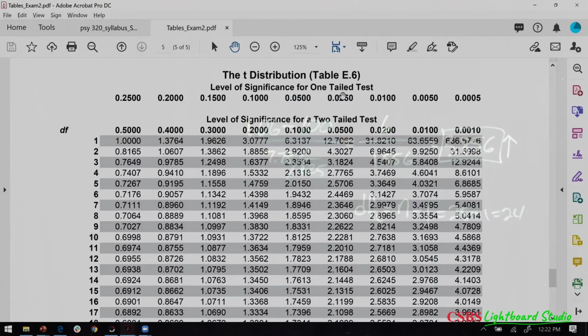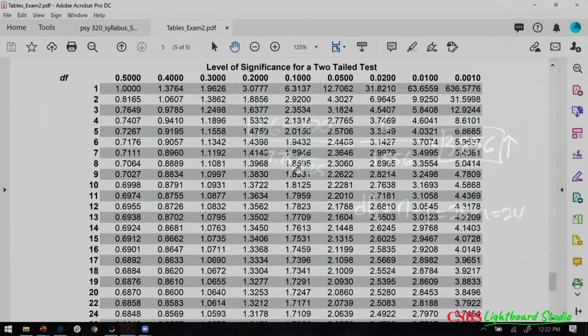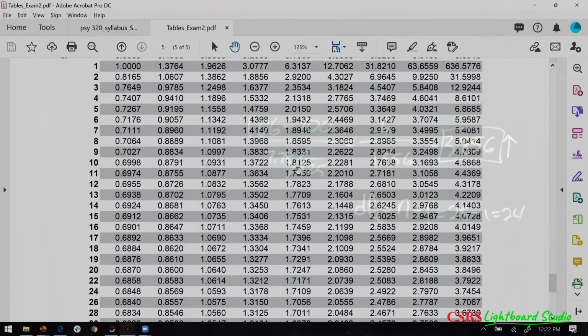Typically the values you're going to look at are for a one-tailed test at 0.05 and for a two-tailed test at 0.05, which corresponds to a one-tailed test at 0.025. These are the two columns you're typically going to want. For a two-tailed test, you start here; for a one-tailed test, you start here. All you have to do is look down the table to find the degrees of freedom.